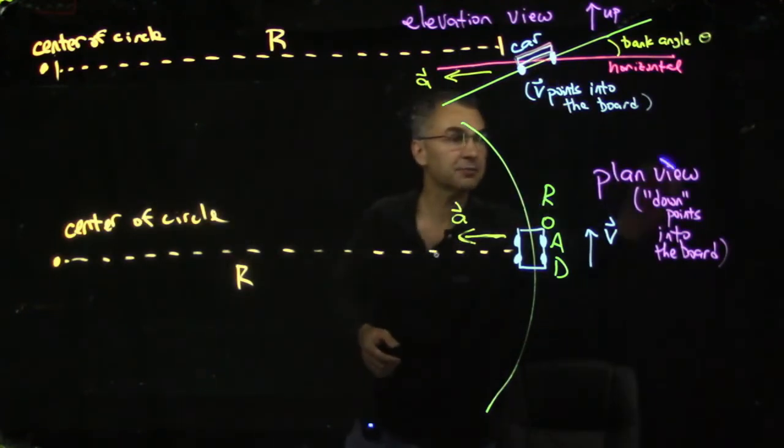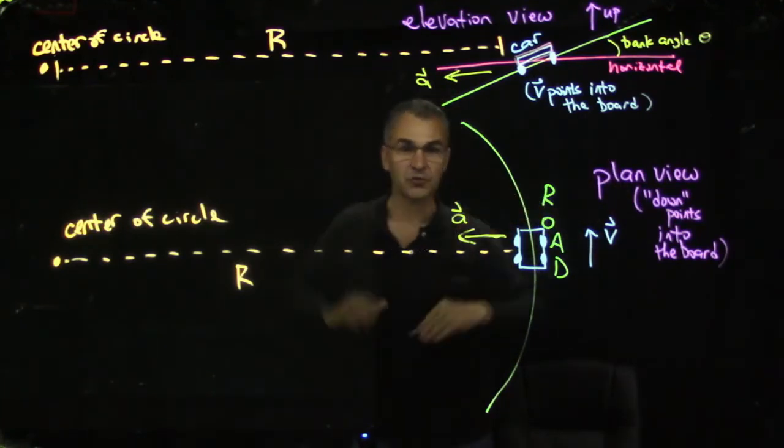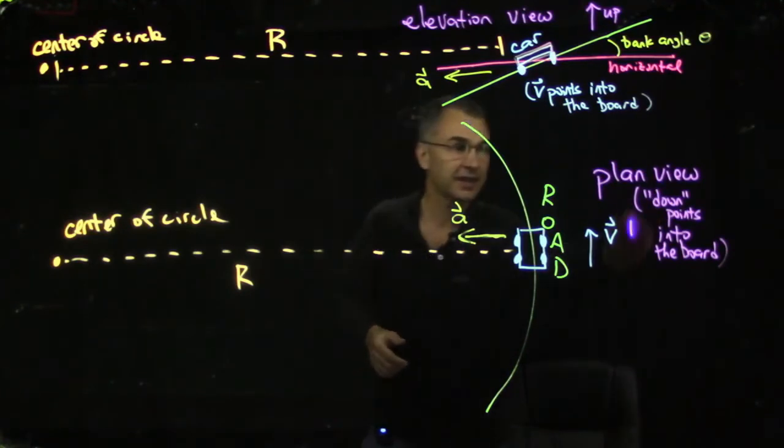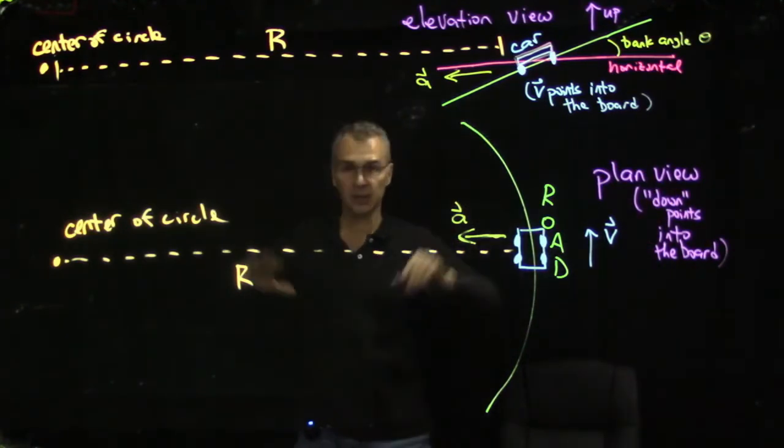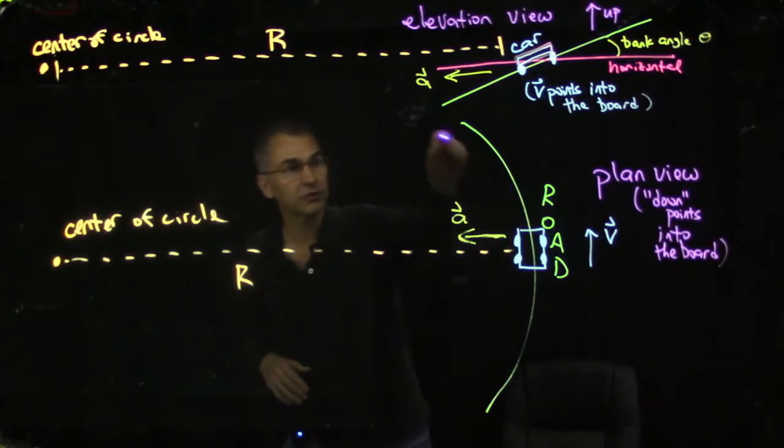Here is a so-called plan view. So the plan view, now we're looking down from above the scene. So the down direction points into the board. And when we look down, we see the curved road and we see the car.